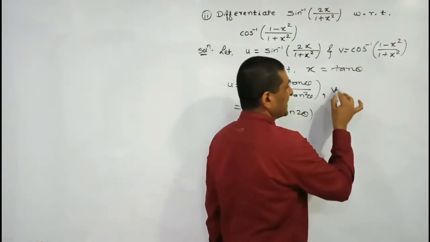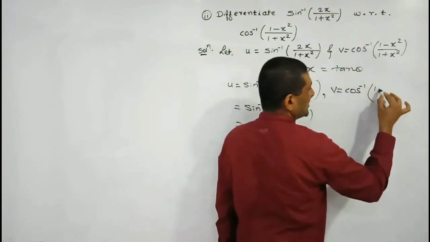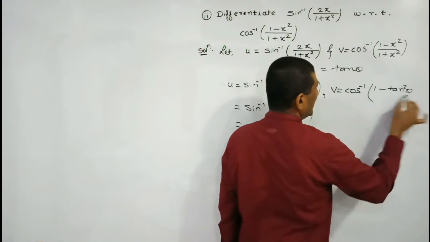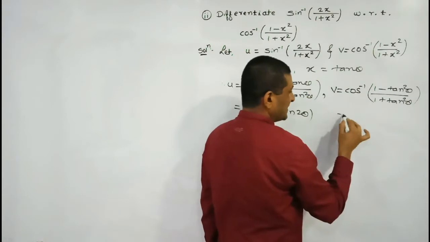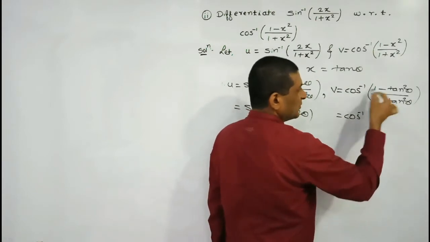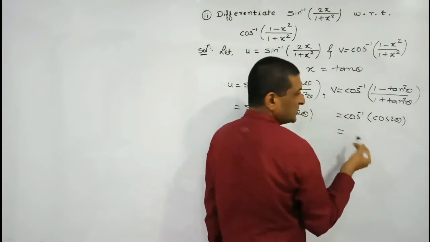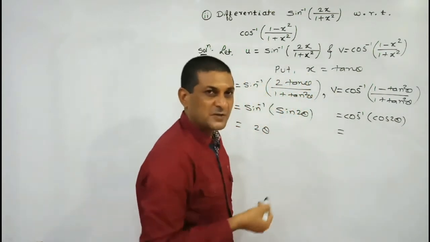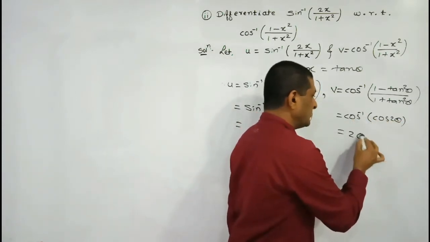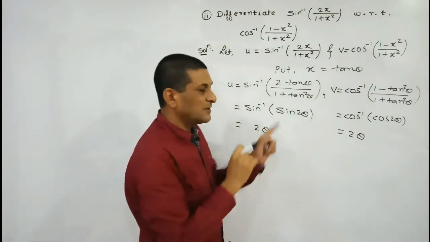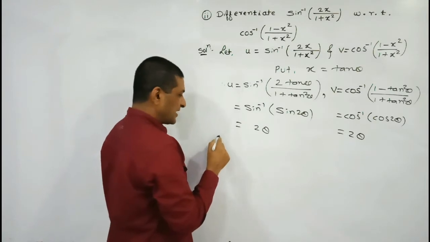Now we are simplifying v. So v is equal to cos inverse of, again replace x by tan theta, so here we will get 1 minus tan square theta divided by 1 plus tan square theta. Just simply replace x by tan theta, so cos inverse, keep it as it is, 1 minus tan square theta upon 1 plus tan square theta is equal to cos 2 theta. So here again according to property of inverse trigonometric function, cos inverse and cos will get eliminated, remaining term will be 2 theta. So value of u in terms of theta and v in terms of theta is known to us. Now we are finding our required value.